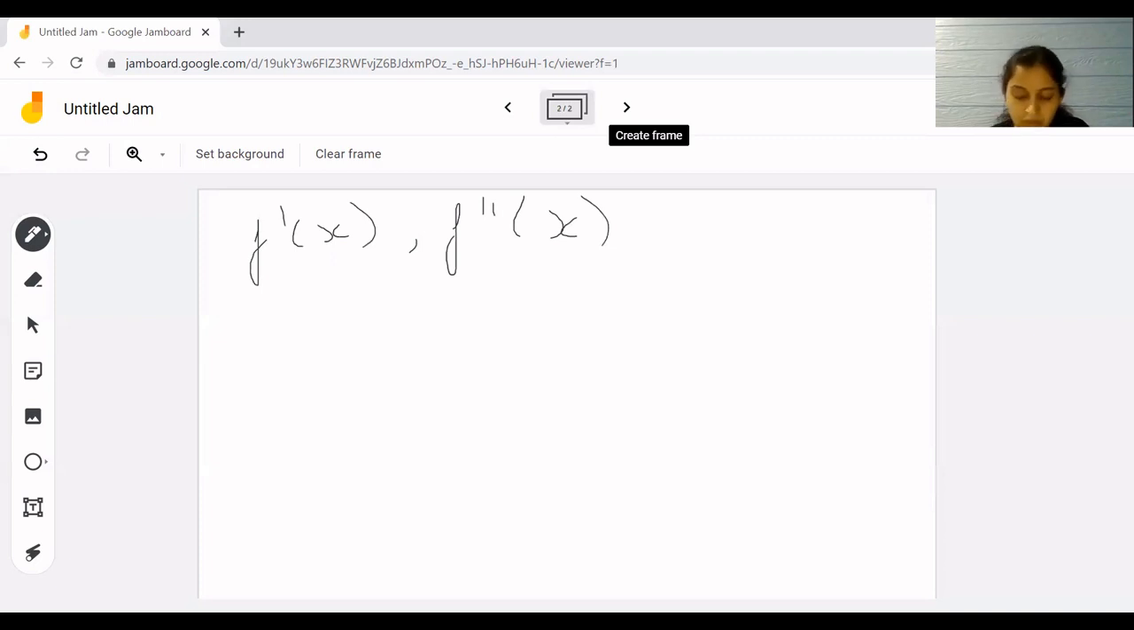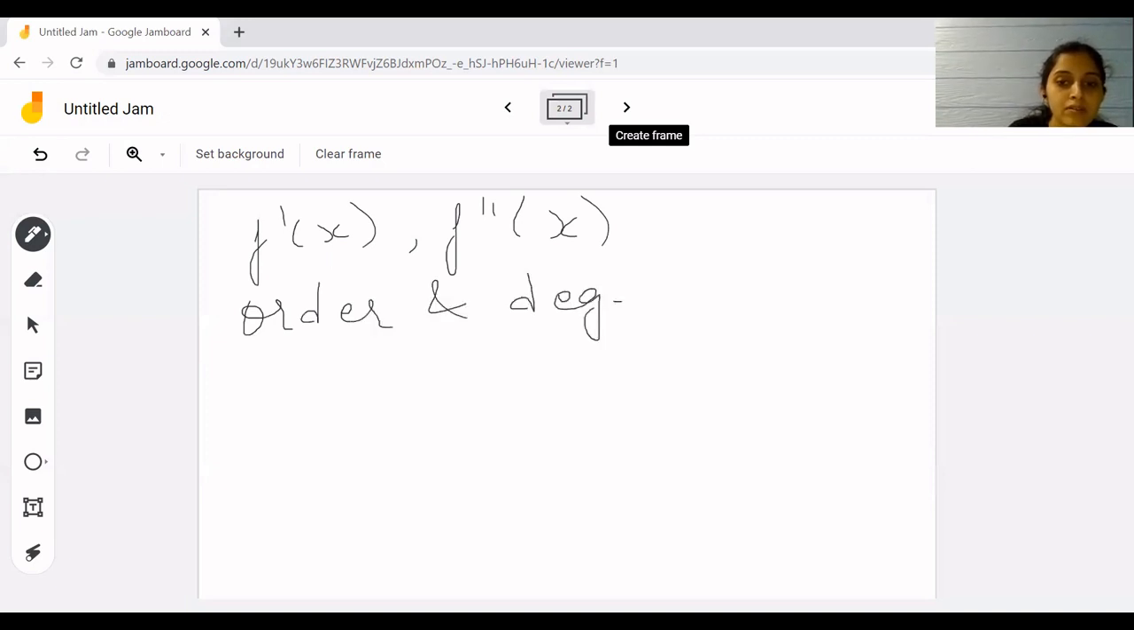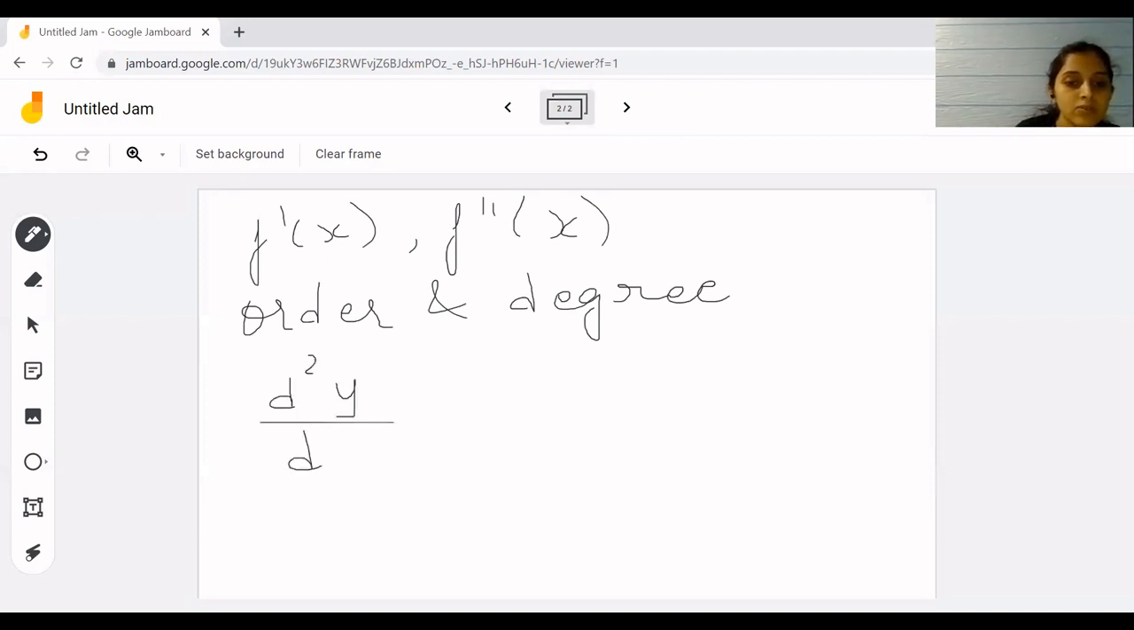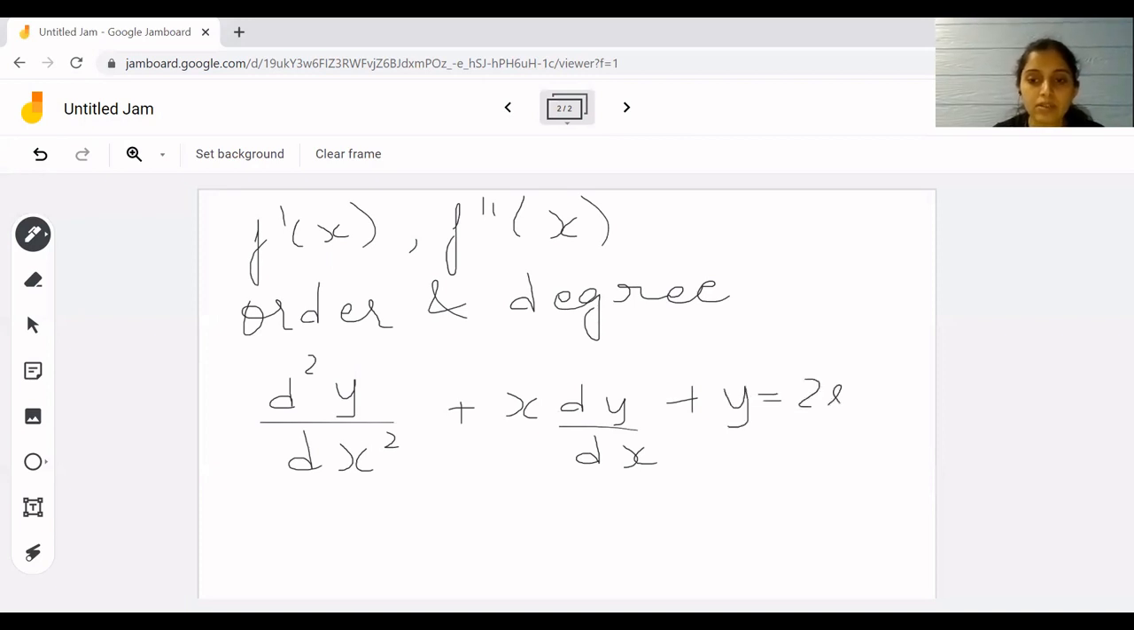Now, order and degree of a differential equation. What is the difference between the two? Let us say we have a differential equation d2y by dx square plus x dy by dx plus y equal to 2 sin x. In this we have to find out, first of all, the order and the degree.